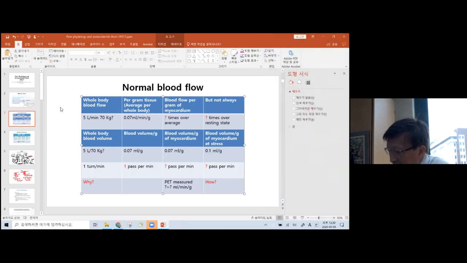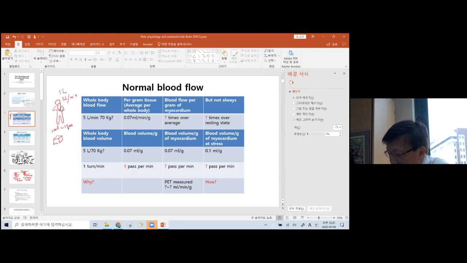So the entire body has 5 liters, and left-sided cardiac output was 5 liters per minute. 5 liters is turning over in 1 minute. If we extract 1 milliliter or 1 gram, if the specific gravity is one, then 0.07 milliliter is blood in arterial, capillary and vein altogether, and in 1 minute this is passing once. Okay, the same as here.